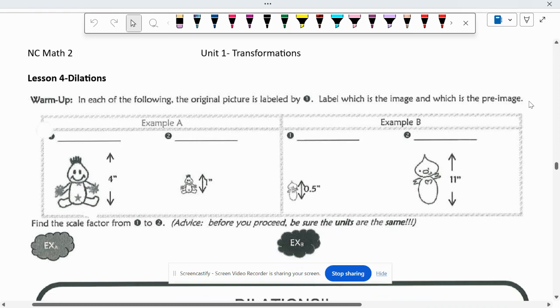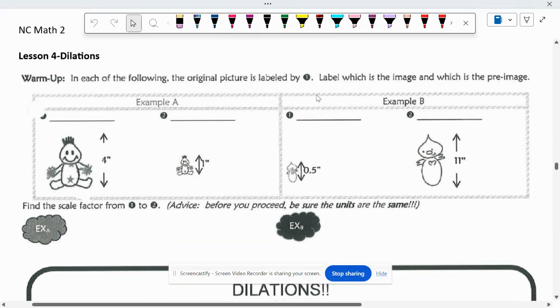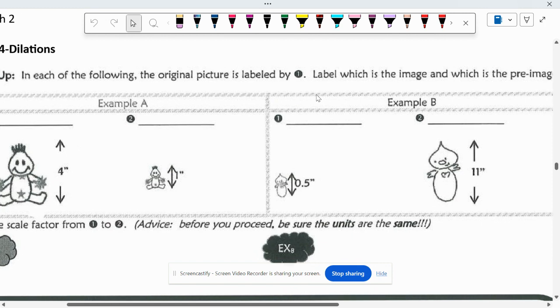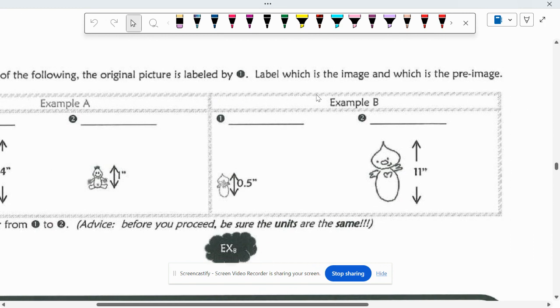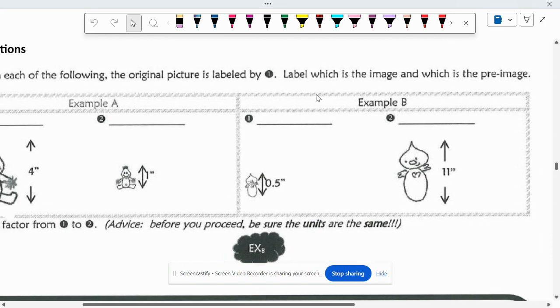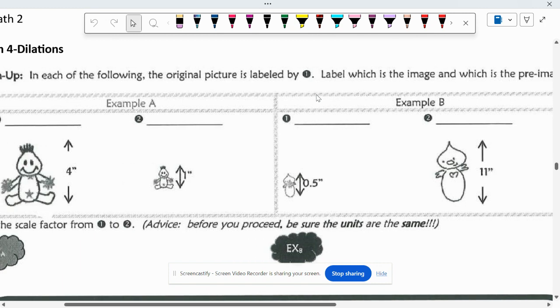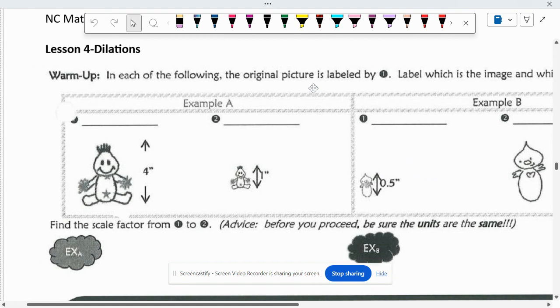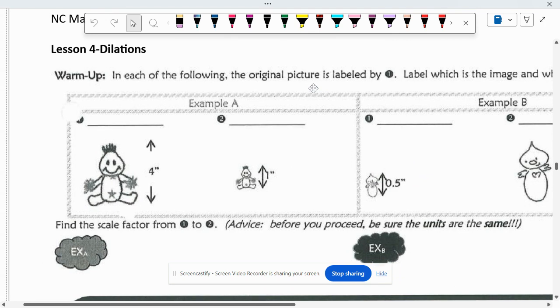Trayshawn, your dilation notes, get those out. That's where we're going to start. Okay. So in each of the following pictures below, the original is number 1. So the number 1 is your pre-image. Yes, I know you're frozen. I'm getting it. Number 1 is your pre-image.